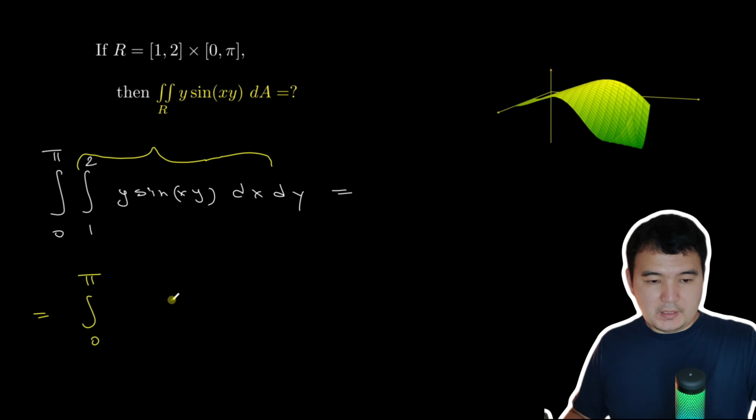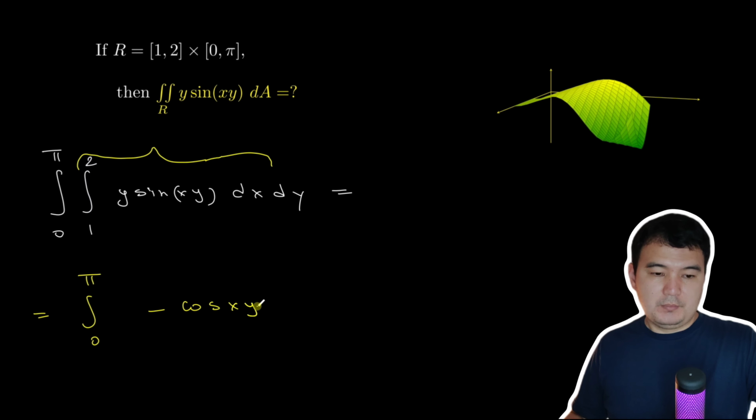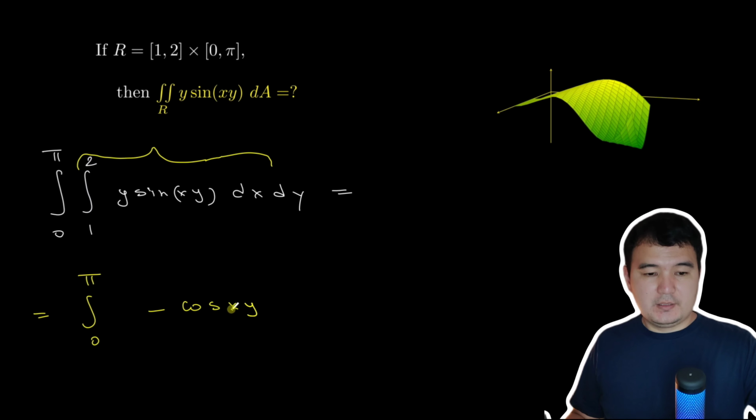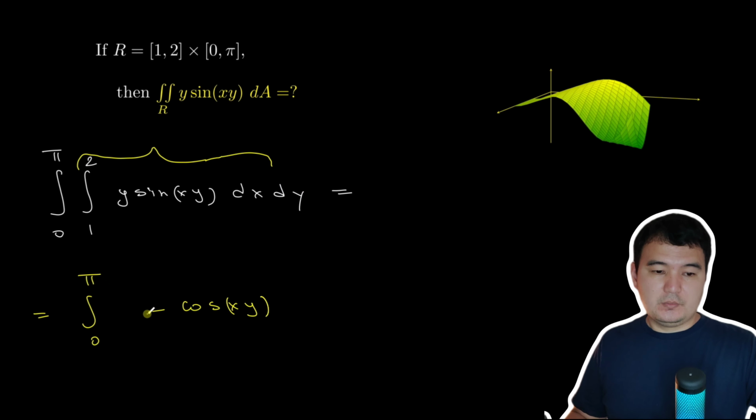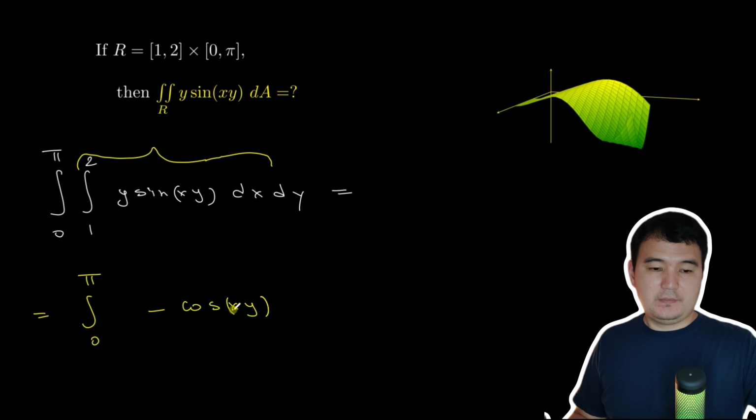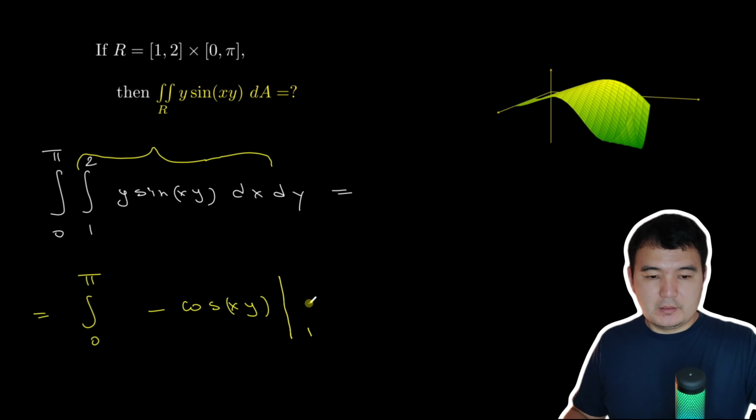This integral will be negative cosine xy, because when you take the derivative of cosine, it's negative sine. So with this negative sign, that becomes positive. And then you have to do chain rule that puts this extra y in front of the function. So that's from 1 to 2 dy.